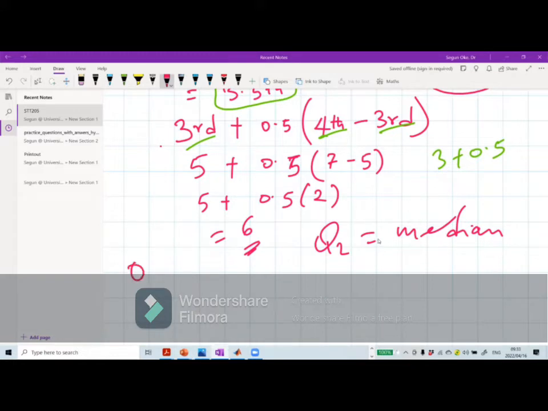So definitely, you see you are right here. Now, let's do the Q3. Everybody do it by yourself. Do the Q3 by yourself and let me know the answer, please.